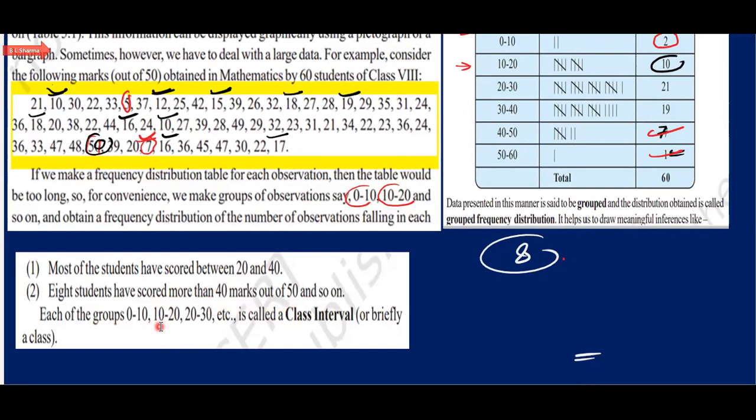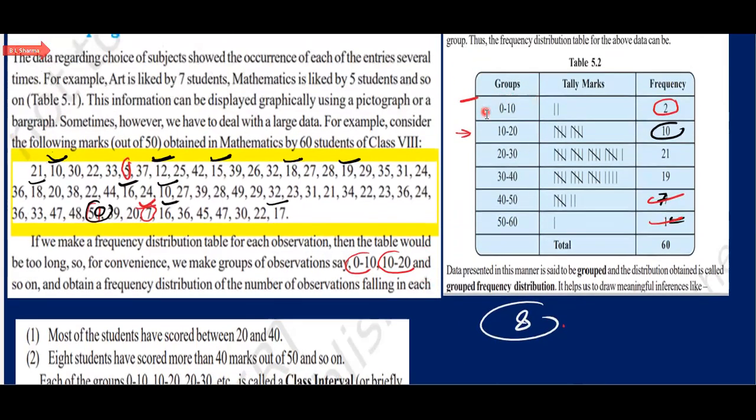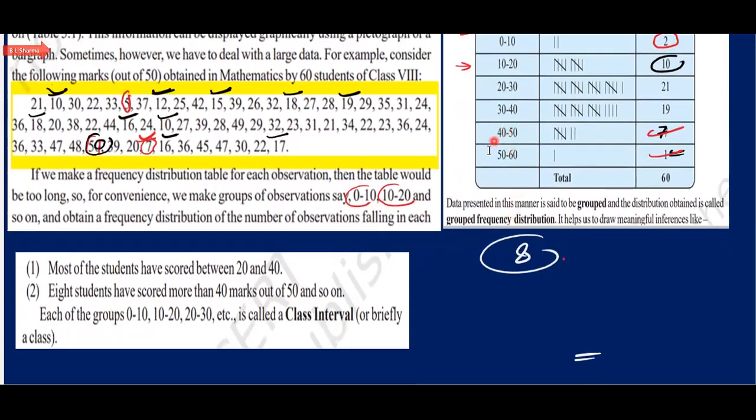Each of the groups 0 to 10, 10 to 20, 20 to 30 is called a class interval, सारे के सारे class interval. This is a class interval, this is also a class interval, and so on. You can say class interval, or you can also say a class. So that's all for this question.